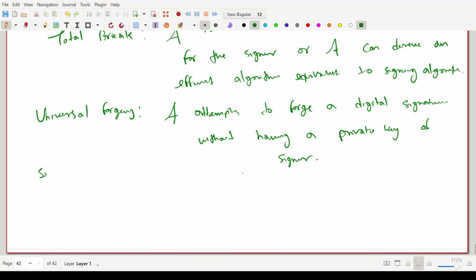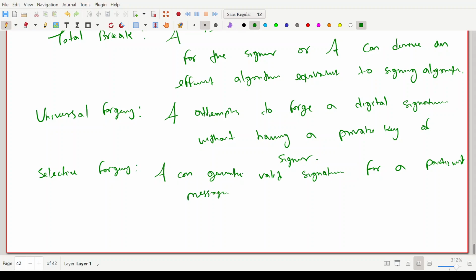Next is selective forgery. Here also the adversary can generate a valid signature for a given public key for a particular message chosen prior to the attack. This is known as target message forgery.